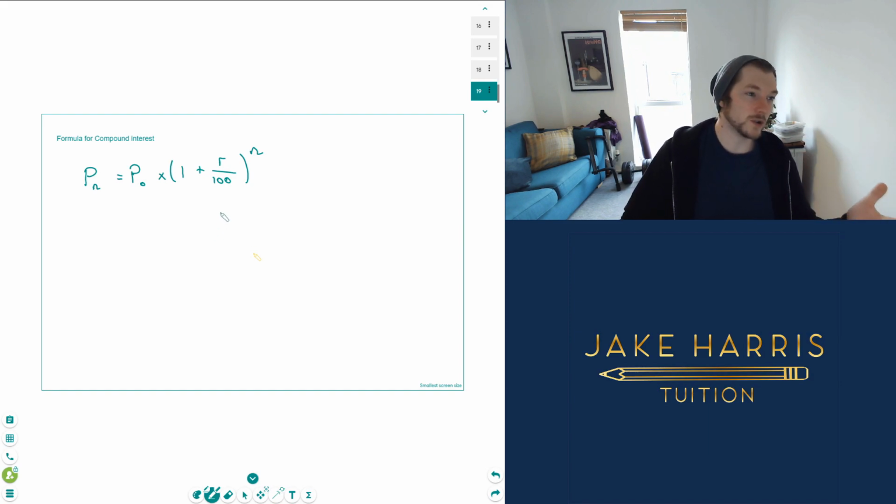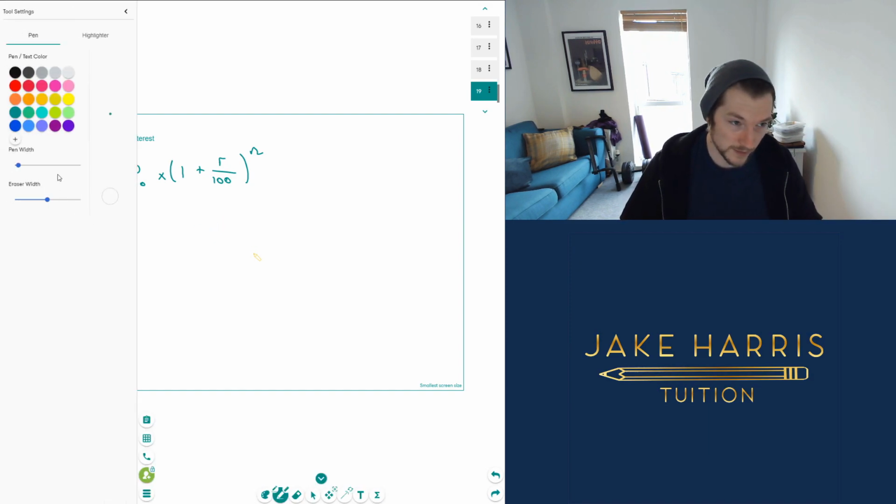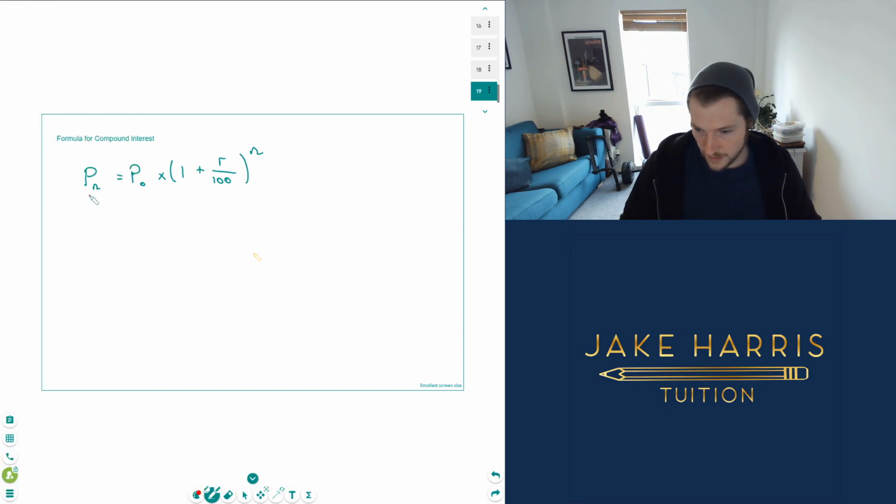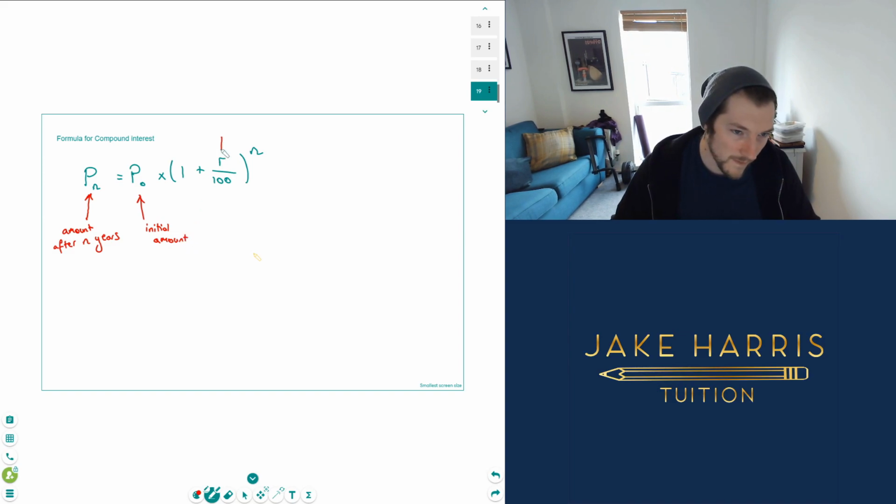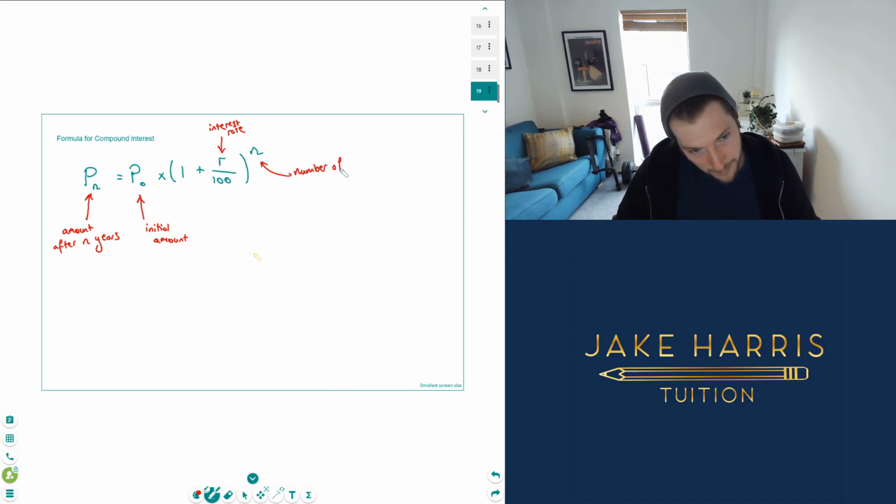Now, a formula is no good if you don't know what the letters in the formula mean, so let me explain. Pn is the amount after n years. P0 is the initial amount that you've put into the account. R is the interest rate, that's the percentage. And n is the number of periods that the money is in the account.